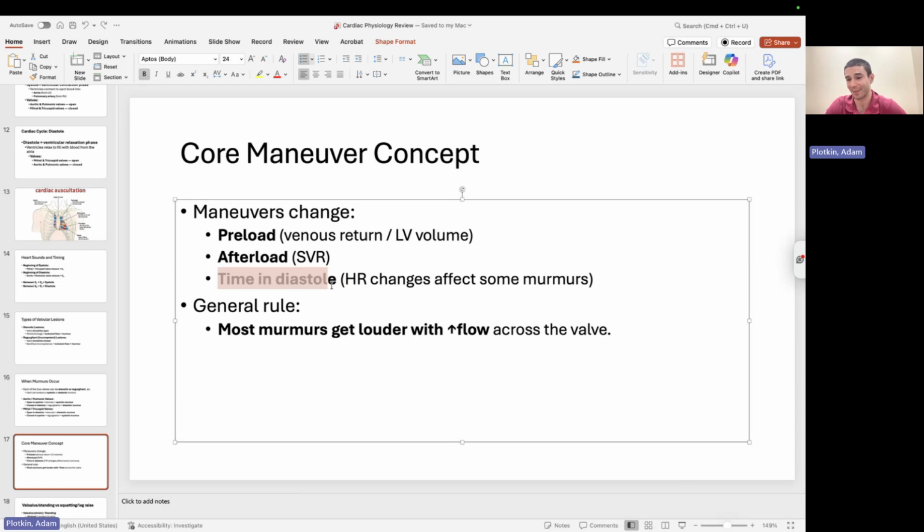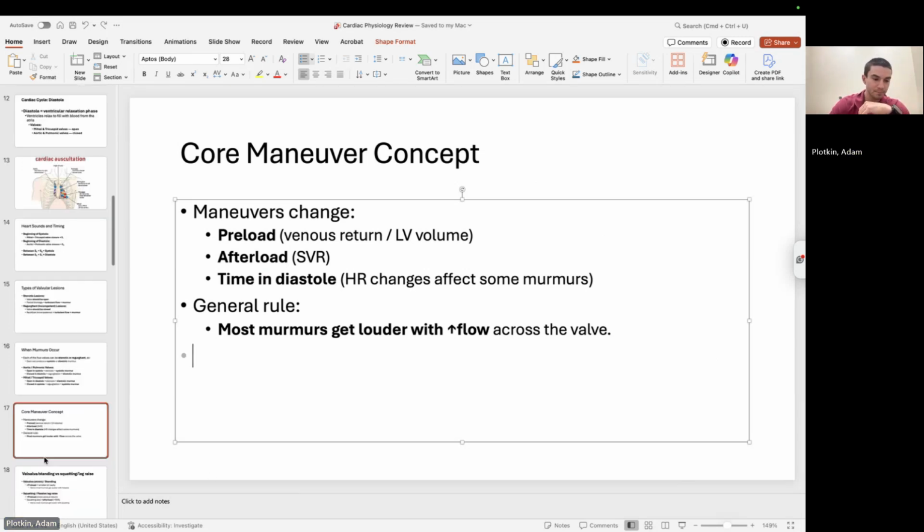We can change time and diastole by giving a patient like a beta blocker, but that's kind of beyond the scope of step one. So general rule, right? There are exceptions. There's two big exceptions that we're going to talk about in a second. But most murmurs get louder when the flow increases across the valve, right? That should make sense. Increase the amount of flow going across either the stenotic or regurgitant valve, the murmur should get louder, right? There's two exceptions we'll talk about. But if you remember that rule, I don't even need to remember that. I just remember the two exceptions, right?